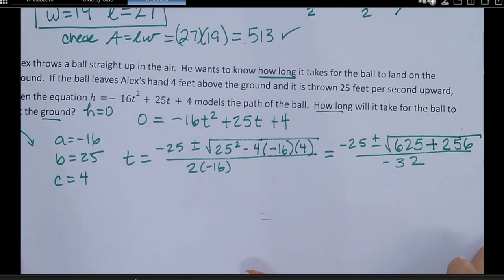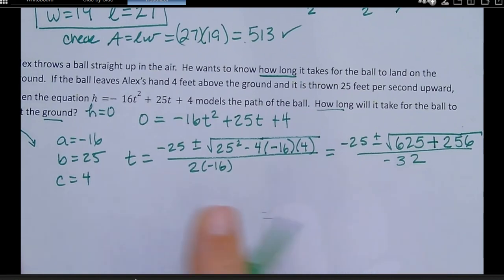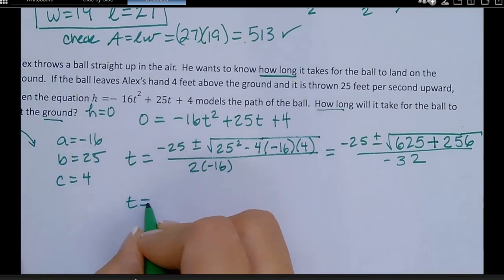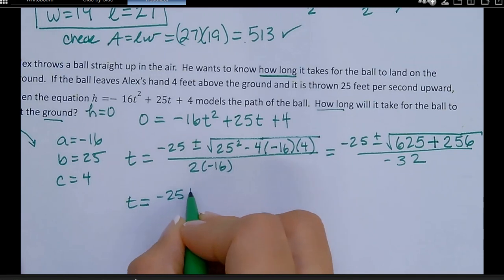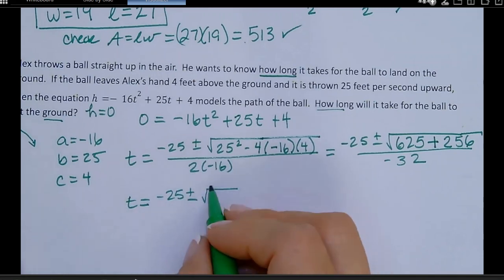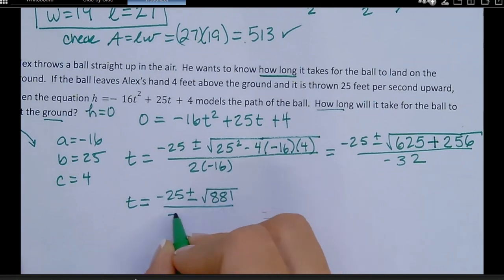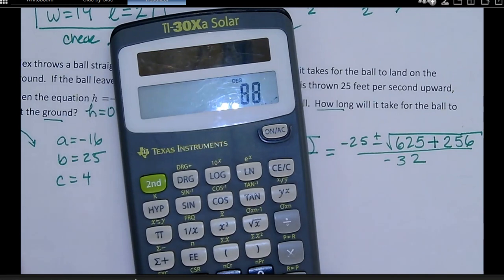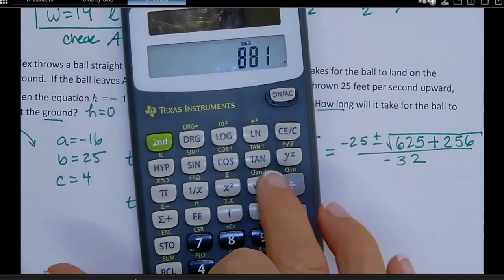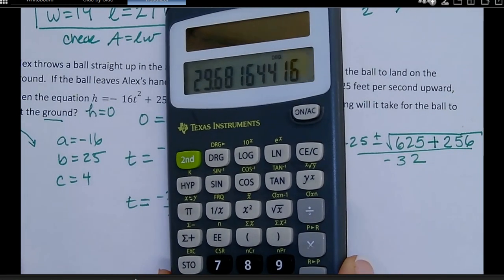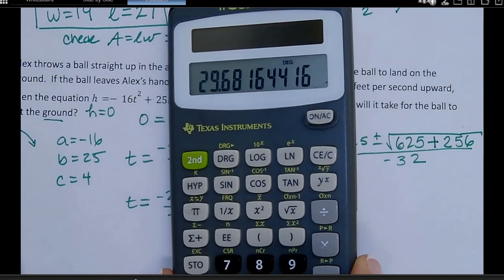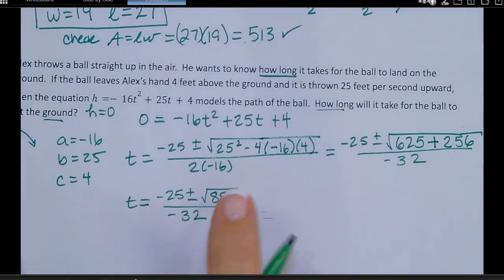You could almost see my number. Okay, I'm still solving. I'm just simplifying. I'm still solving for t, so I have negative 25 plus or minus the square root of 881 all over negative 32. I'm checking it out. I don't think 881 is a perfect square, so I'm going to take the square root of 881. It's 29.68, so I'm going to use 29.68, okay?